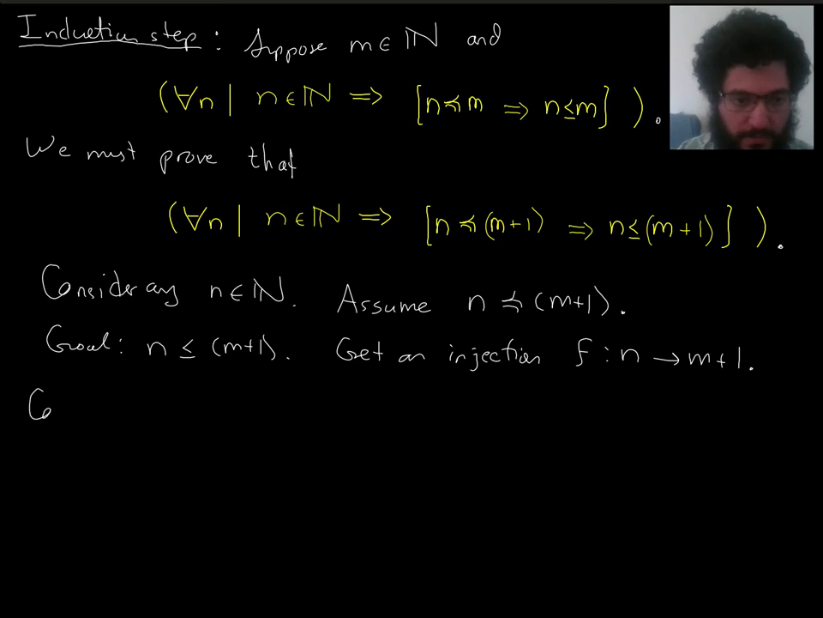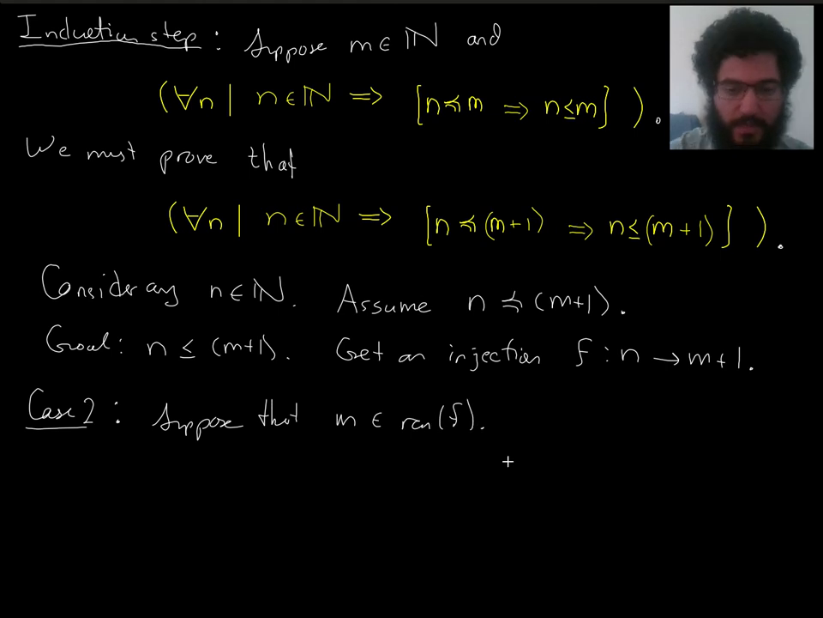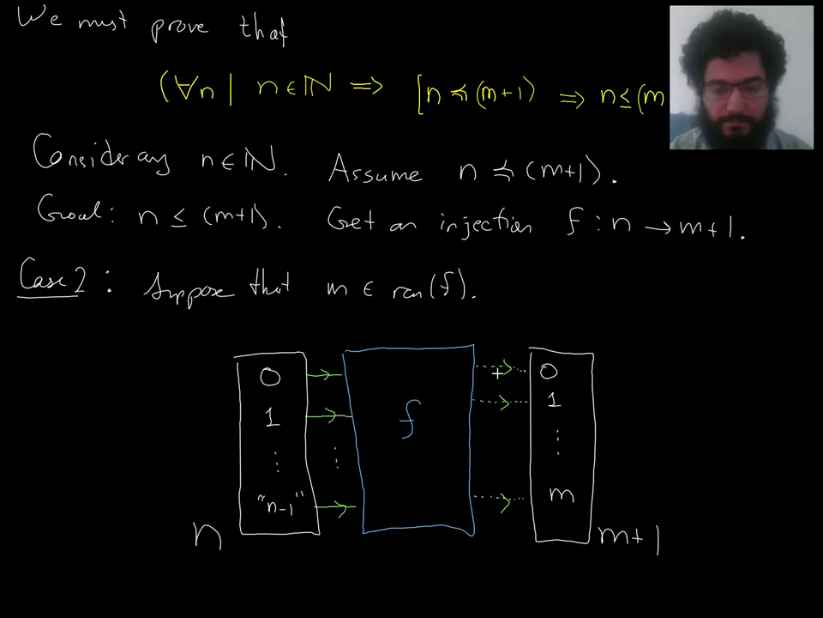So case 2, case 1 is already done. Case 2, suppose that m is in the range of f. So let's go back to our picture. So we have our injection f from n to n plus 1. N consists of these things, 0 up through n minus 1, and m plus 1 consists of these things, 0 up through m. And now I'm assuming that m is definitely in the range of f.